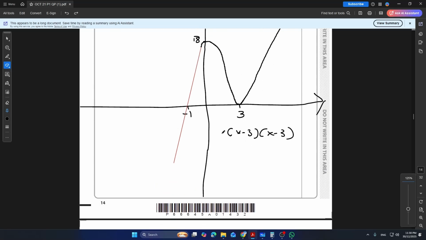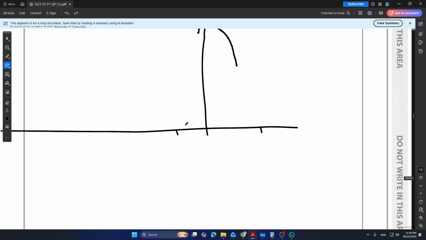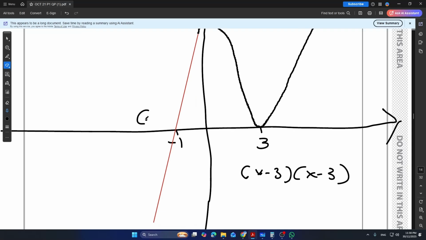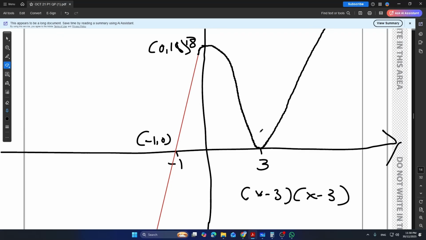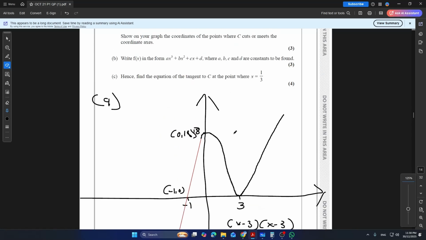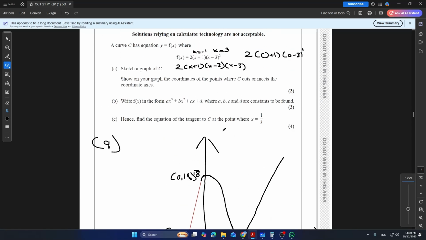And we need to write all the points down where it touches. So we have to write them: minus 1, 0; 0, 18; and here is 3, 0. Okay, this is just very simple. Okay, that's it.